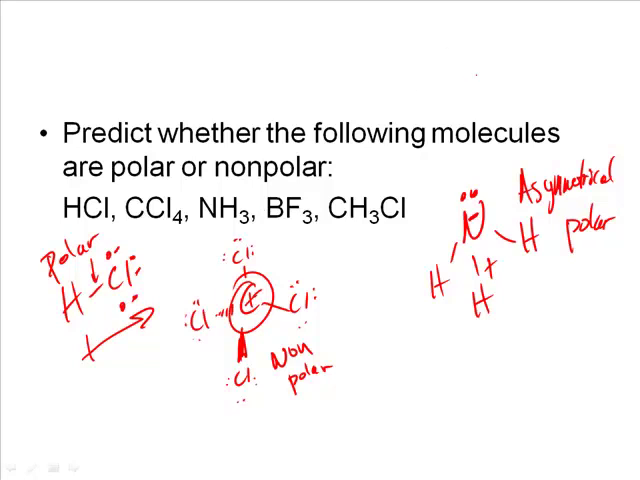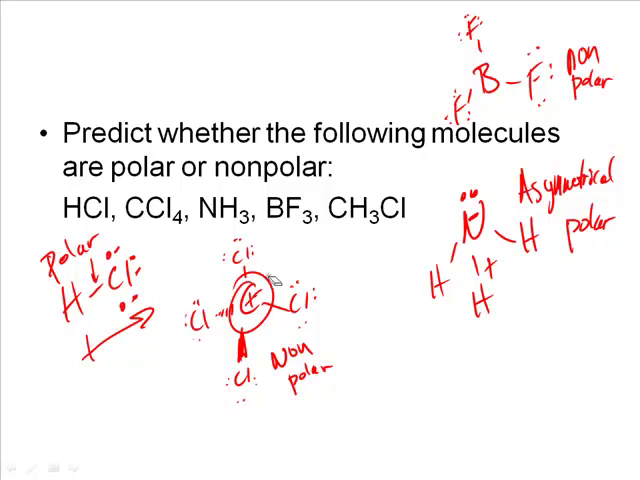Okay, well, what about BF3? BF3 should look something like this. It is a trigonal planar molecule. And again, this is just something you're going to have to get used to. There's 3 bonds. There's no non-bonding pairs. Therefore, it is non-polar.